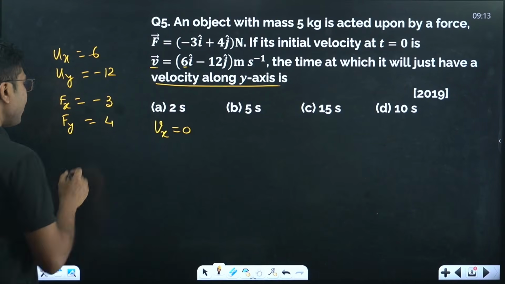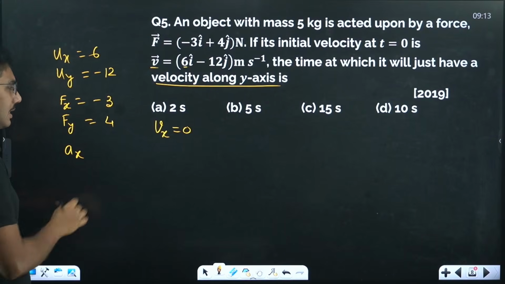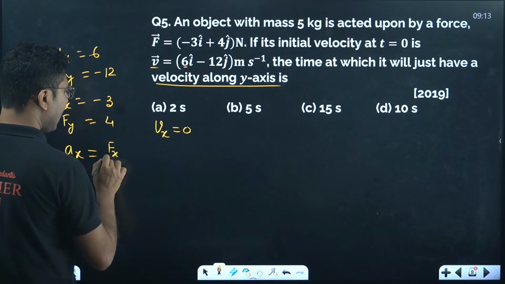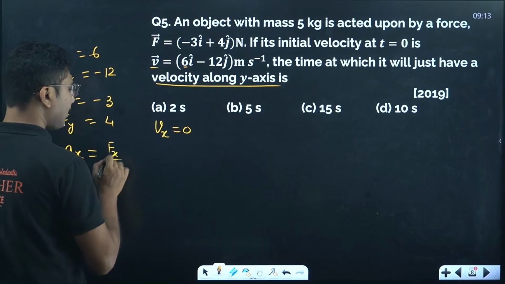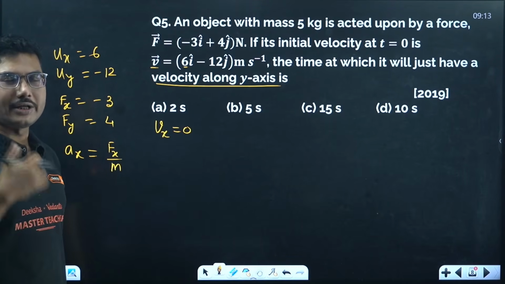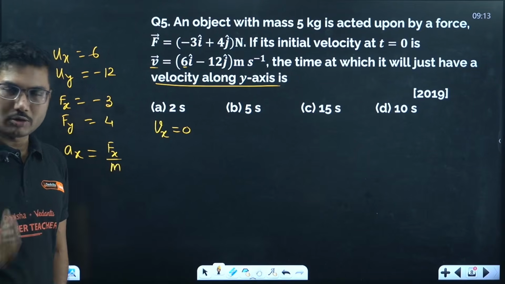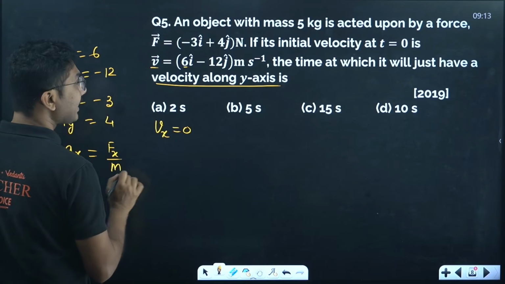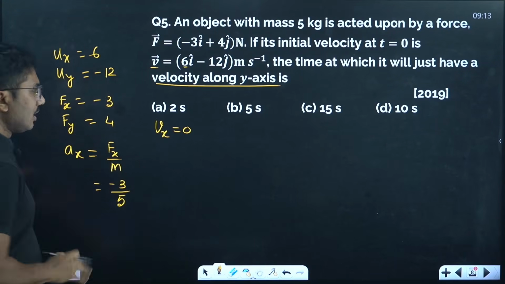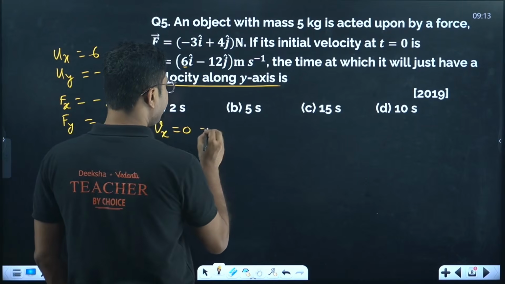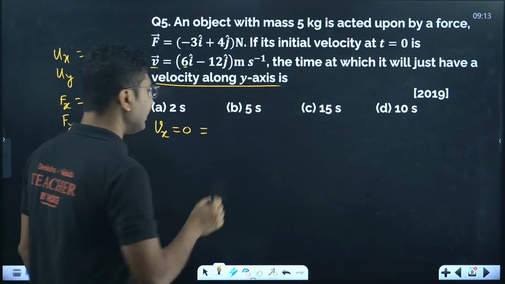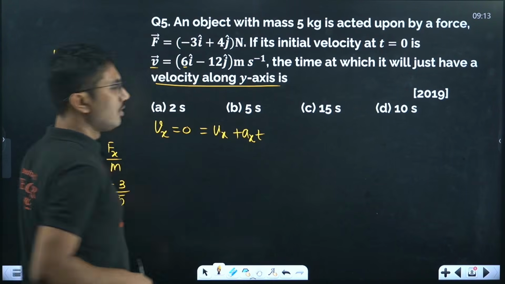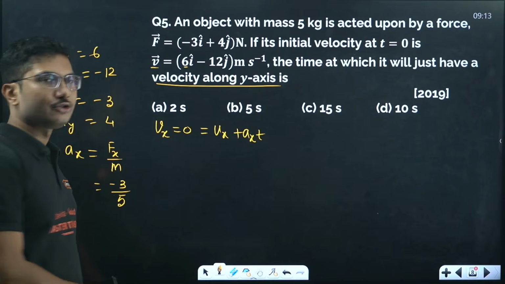How to do that? For that we have to calculate the acceleration along the x-axis. To calculate acceleration along the x-axis, you need to take the x component of force divided by its mass. Newton's laws are individually applicable to all the components, x component as well as y component. So it will be minus 3 divided by 5. Leave it here. Now what formula will we be using? We will be using the formula v equals u plus at. So vx equals ux plus ax into t. This is an equation of motion, and that vx should be equal to 0.